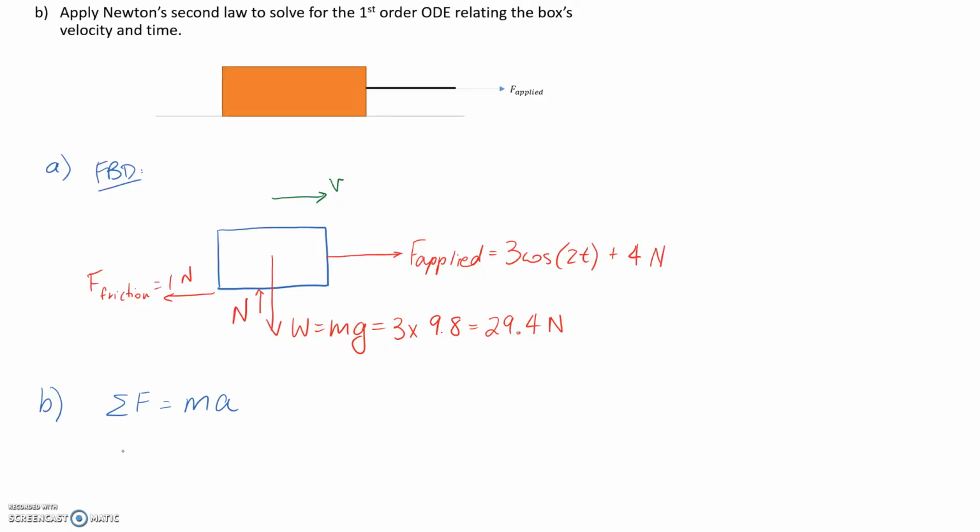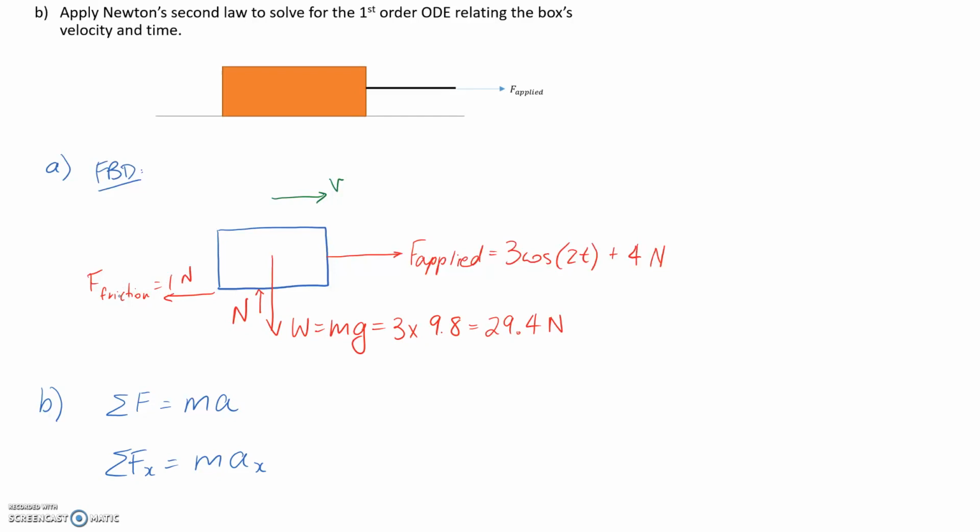Alright, so I'm going to write this out: the sum of forces in the x direction is going to equal the mass times acceleration in the x direction. You could do it in the y direction, but really all you're going to find is that the normal force is equivalent to the weight force. Alright, so let's go ahead and do this. So, forces in the x direction.